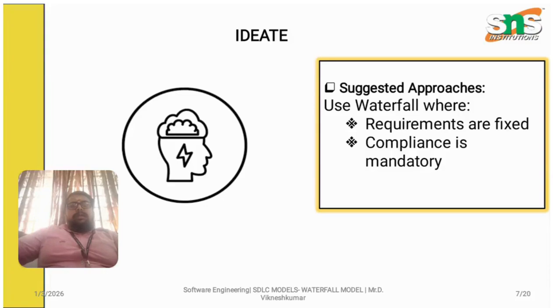Okay, this is a series on software engineering, the software development life cycle. This is video number 2. In this, we are going to see the waterfall model. Previously we saw up to ideate, so we are going to continue from ideate. This suggests when and where the waterfall model should be used. First, when the requirements are fixed. When compliance is mandatory, we will use the waterfall model. If these two parameters change regularly, we will not use the waterfall model.